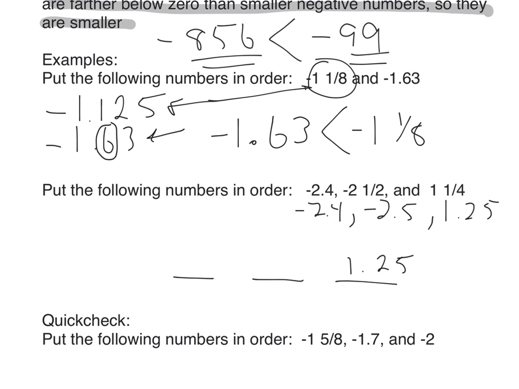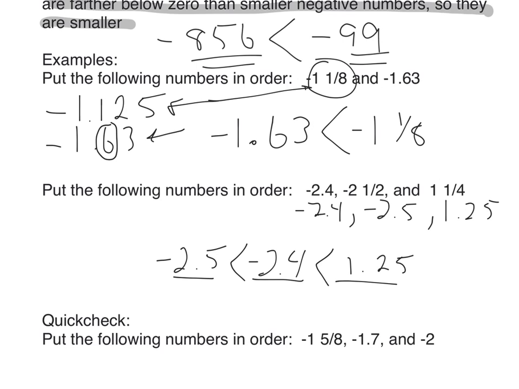Now, negative 2.4 and negative 2.5 are both smaller than 0. Negative 2.5 is farther below 0 because its digits are bigger. So it's the smallest one. So negative 2.5. Negative 2.4 would be next, and 1.25 is the biggest. So the alligator eats the bigger one. Remember, your inequalities need to all be going the same direction. I could reverse these all.